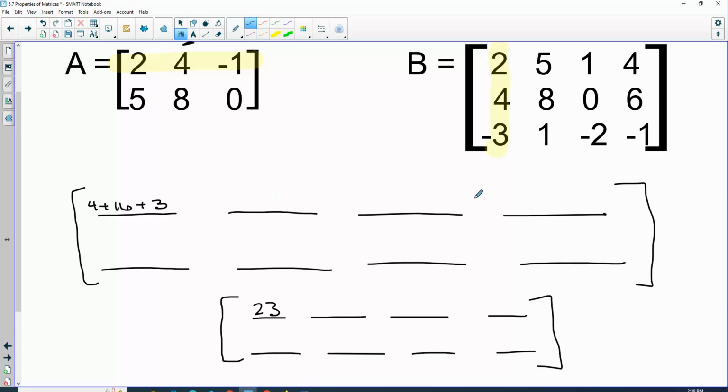Okay, I am still in the first row of my matrix. So I'm still taking this first row, but we are just going to move to the second column. So then I do 2 times 5, 4 times 8, and -1 times 1. Add those together and we get 41.